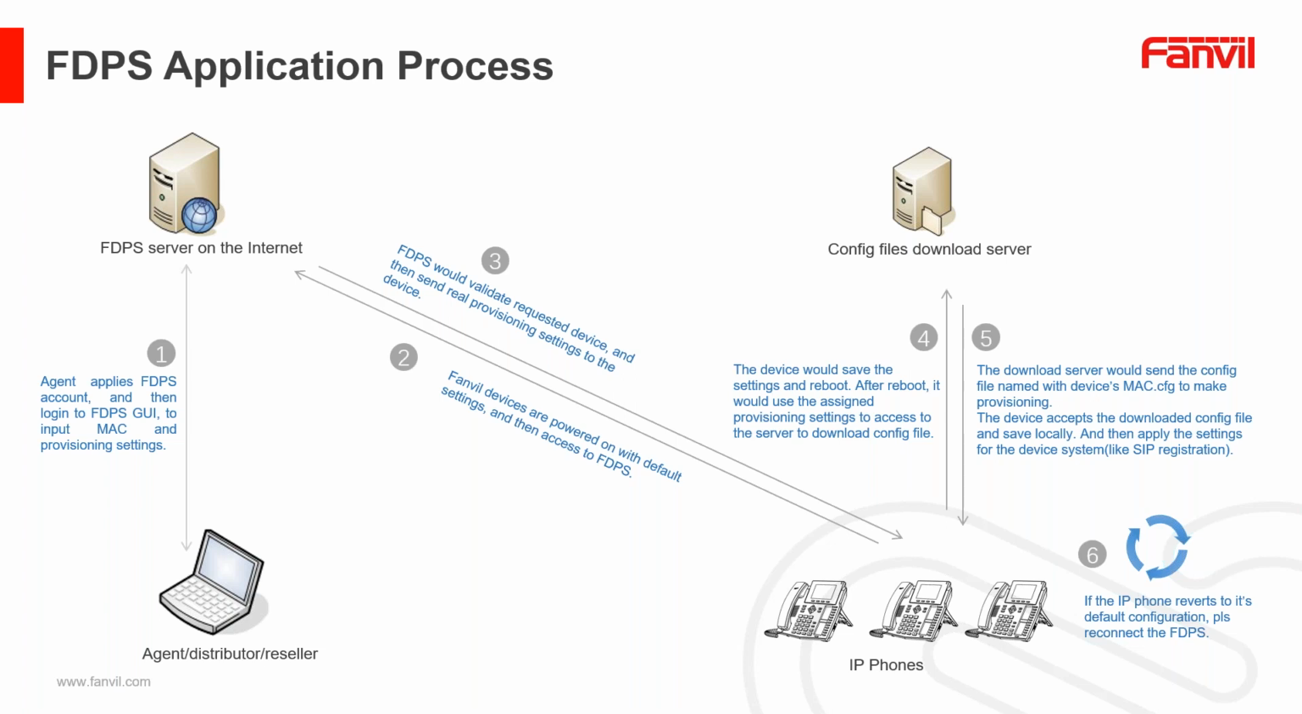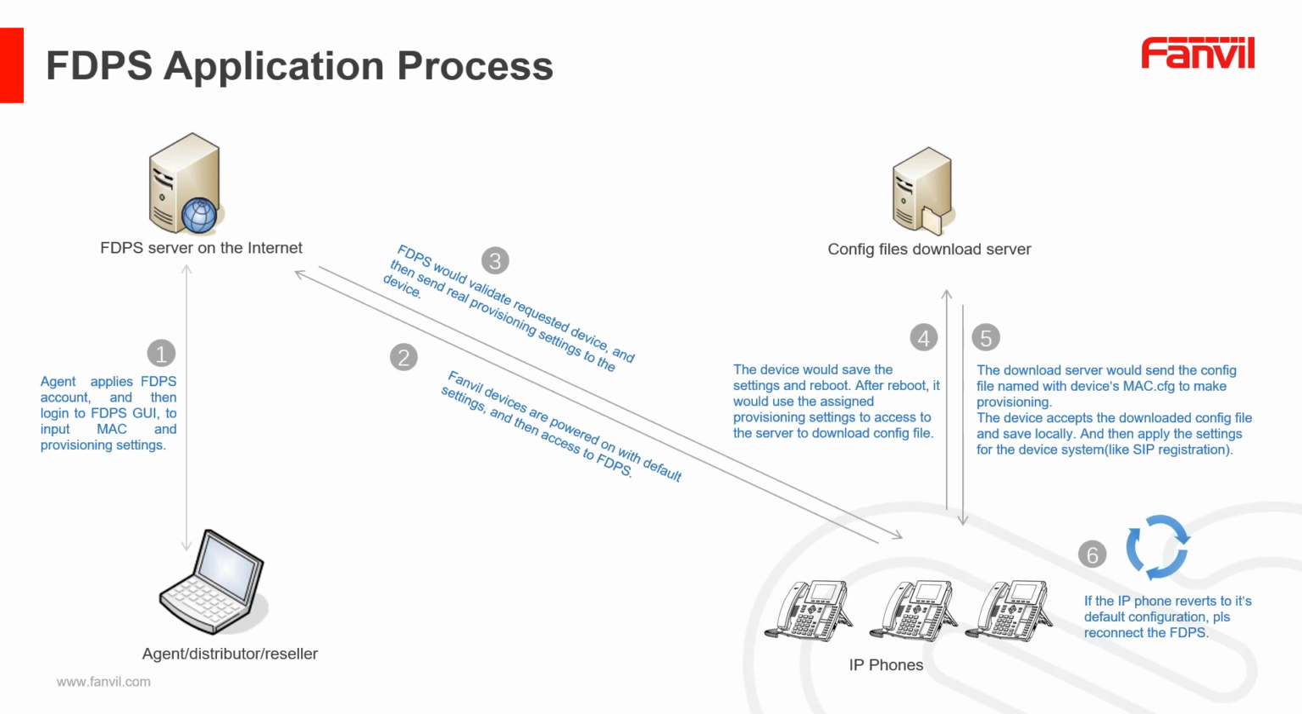And then these IP phones will apply and save the config file with the settings locally. For example, the IP phone will get the config file with the SIP setting, and then they will register to the local or remote SIP server or SIP PBX. After that, the IP phone is ready for calls.